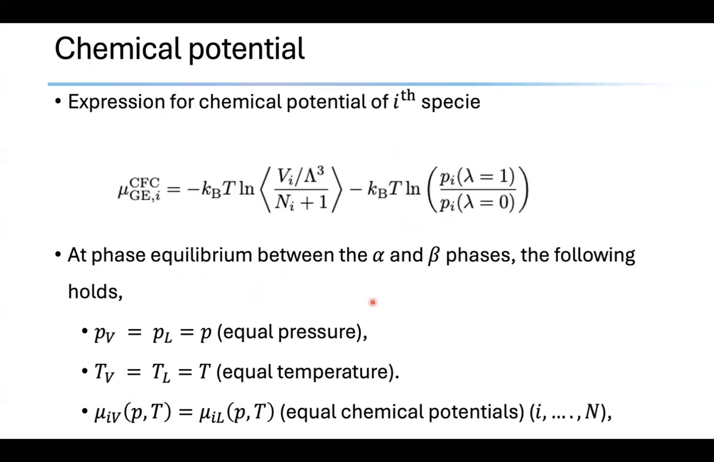Now, at phase equilibrium between the alpha and the beta phases, the following relation holds, as I mentioned before. The pressure in the vapor phase and the liquid phase should equal the total pressure. The temperature in the vapor phase and the liquid phase equals the temperature that we wish. And finally, the chemical potential in the vapor phase equals the chemical potential of the liquid phase for every component, where i varies from 1 to n.